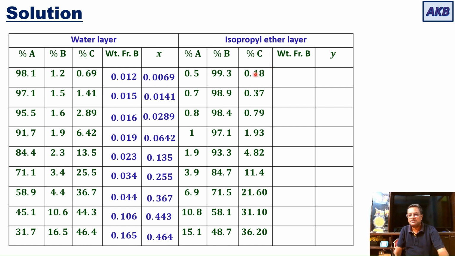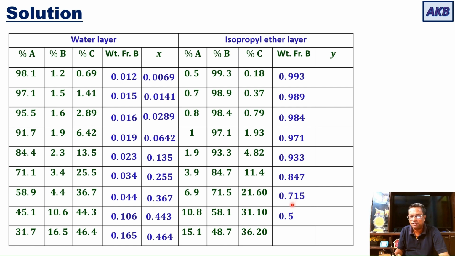Similar calculations are done for the isopropyl ether layer. First you get the weight fraction of B by dividing the weight percentage by 100. So 0.993, 0.989, 0.984, 0.971. Similarly, other fractions are obtained for B.